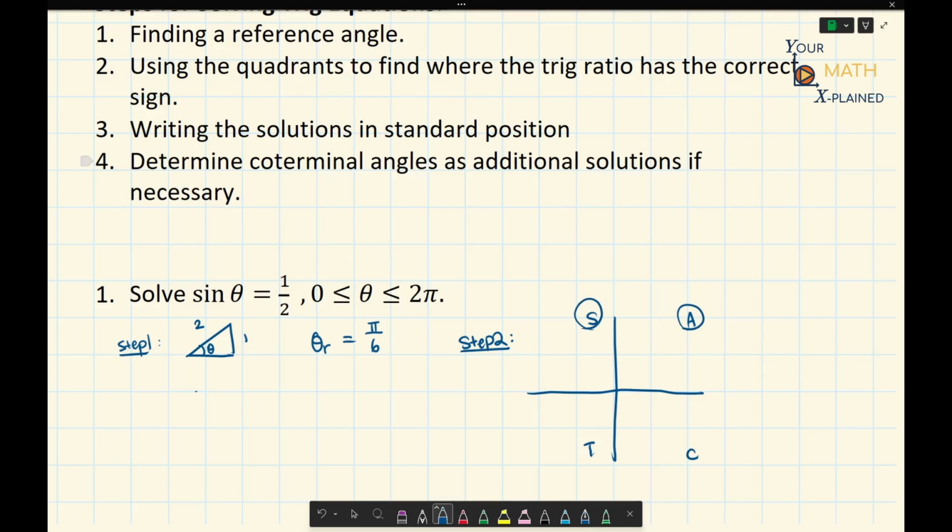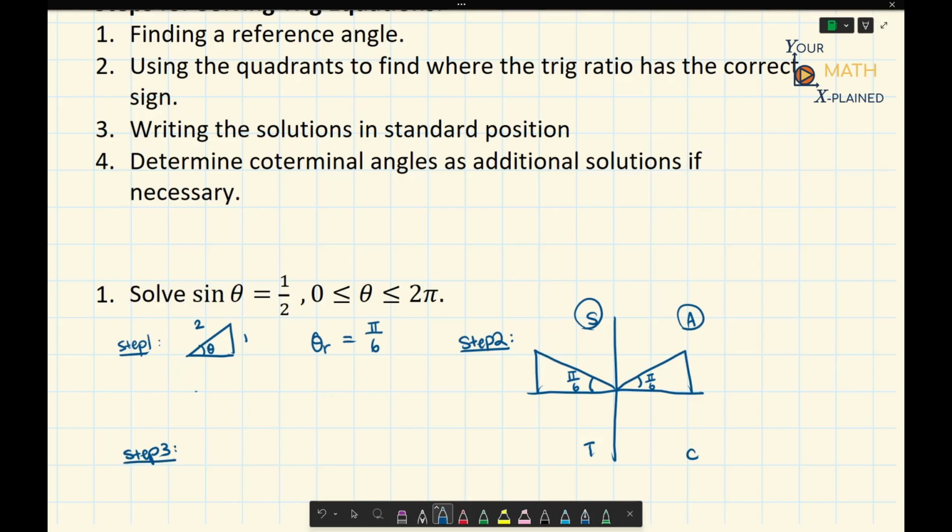So now we're going to go ahead and draw the reference angle in these 2 quadrants. So in quadrant 1, it'll be right over here, and that's going to be our reference angle, pi over 6. And then in quadrant 2, it's going to be right over here, and it'll also have a reference angle of pi over 6.